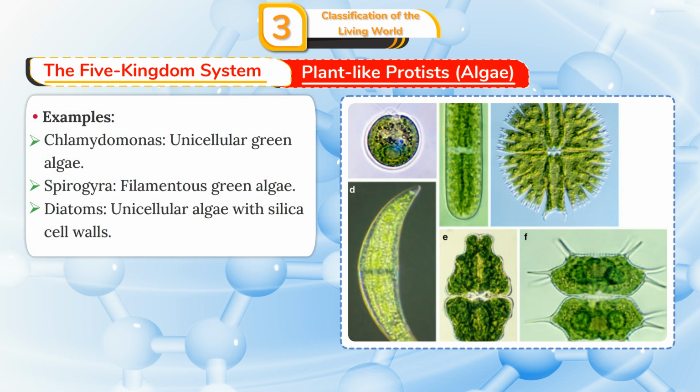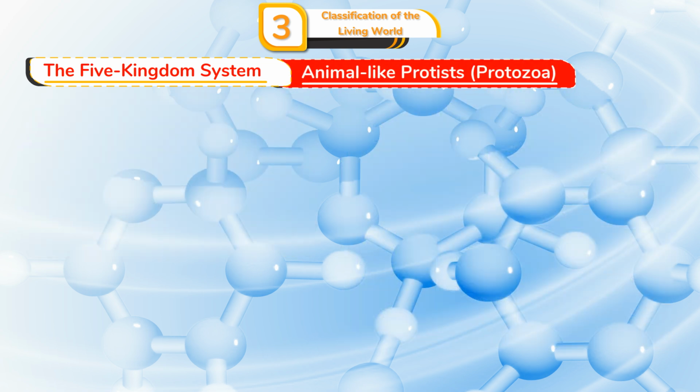Examples: Chlamydomonas, unicellular green algae. Spirogyra, filamentous green algae. Diatoms, unicellular algae with silica cell walls.